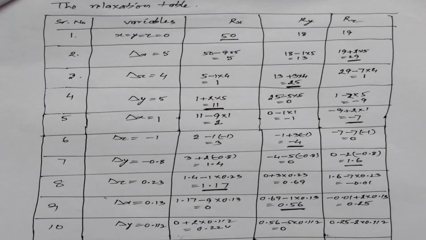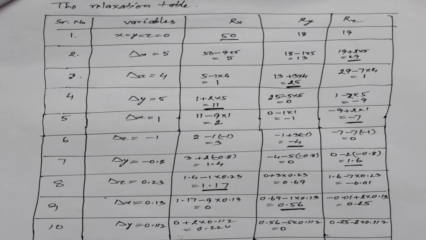Now, the residual 29 of Rz is the greatest, so we have to reduce this residual 29. Now we go to the above table in Rz, where the number is minus 7. So if we take delta Z equal to 4, then Rz will become 29 minus 7 into 4, that is equal to 1.